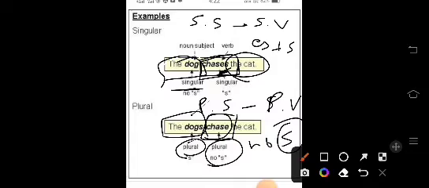The things that you need to identify before identifying the relationship between the subject and the verb: you must identify what is the subject of the sentence, and for that I told you to ask two questions of yourself: who is doing the action, and what has been talked about in the sentence. Then you have to identify the verb. And once you are able to identify the subject, the next step is to identify whether the subject is singular or plural. If the subject is singular, then the verb will also be singular, and if the subject is plural, the verb will also be plural.